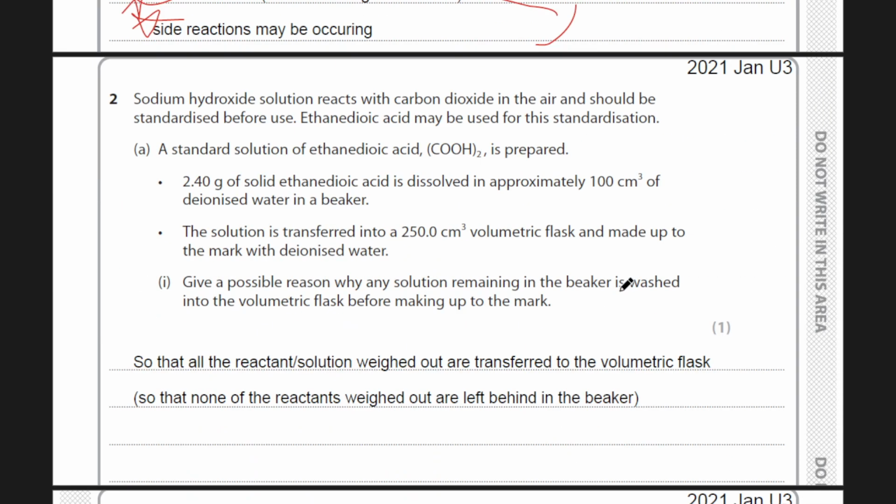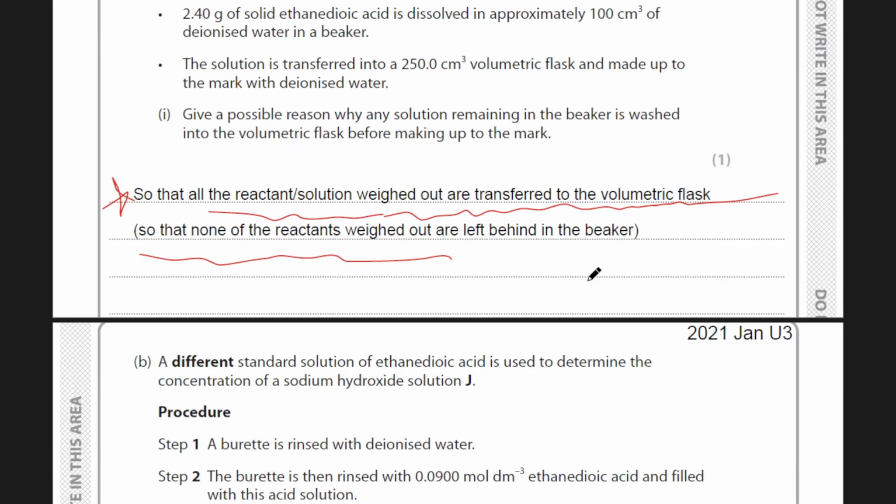All right. Moving on, the next part is that sodium hydroxide solution reacts with carbon dioxide in the air and should be standardized before use. Now, ethanedioic acid may be used for this standardization. Now, give a possible reason why any solution remaining in the beaker is washed into the volumetric flask before making up to the mark. This is because all the solution is transferred to the volumetric flask, so that none of the reactants are left behind in the beaker. This ensures that all of the reactants get transferred to the volumetric flask, which will increase the accuracy of the calculations done later on.